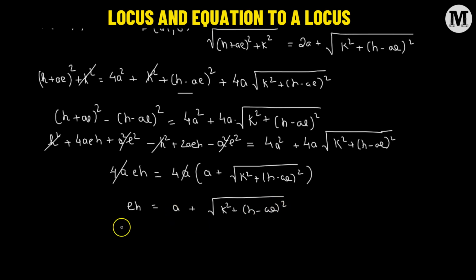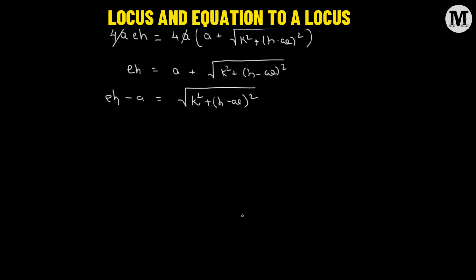We'll transpose this a to the left hand side. That gives us e times (h minus a), and this will be equal to square root of k squared plus (h minus AE) whole squared. Now let's do one thing. Let's get rid of the square root on the right hand side by squaring both sides.